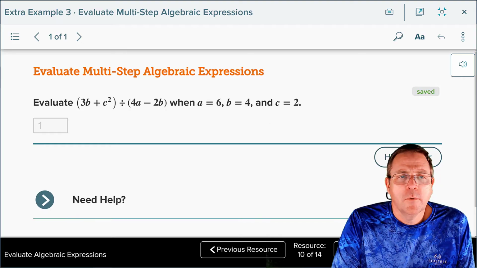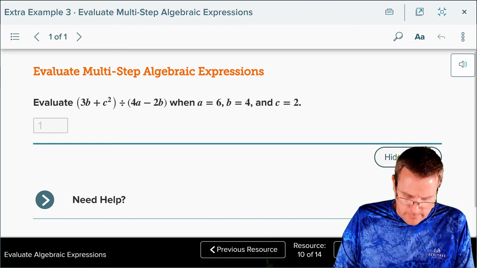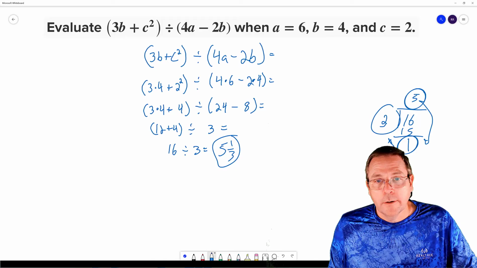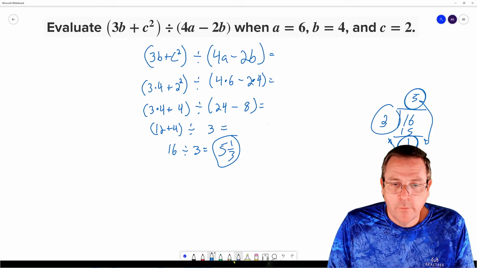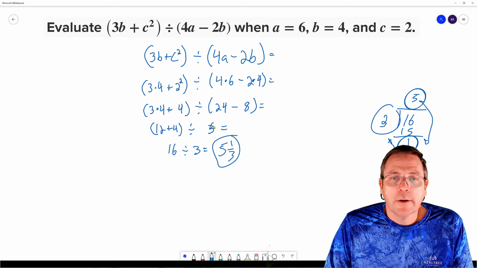They say it's going to be 1. Let me double check my math. You know what? I just found my mistake here. I divided 24 by 8. I should have subtracted 24 and 8.